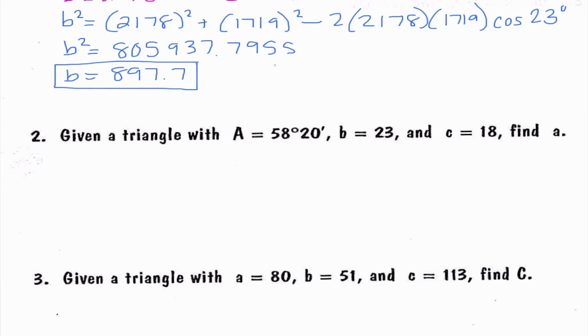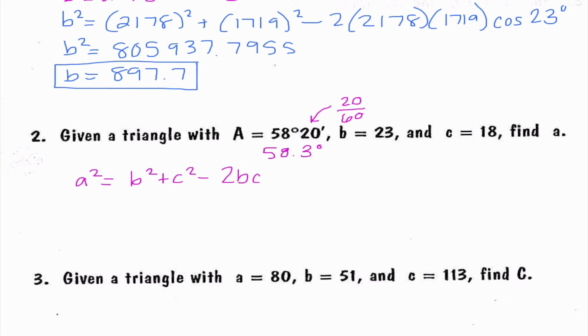Okay, number 2, we have this degree minute thing again, but more importantly, they're giving us angle A and sides B and C, and we need to find side A. I'm going to convert this, and just to remind us, this is like 20 over 60. So I end up getting that this is 58.3 degrees.